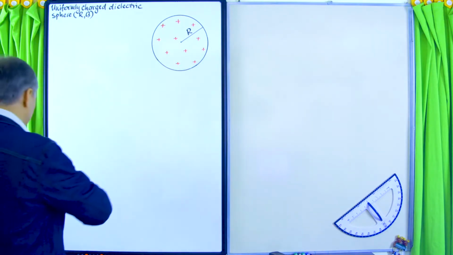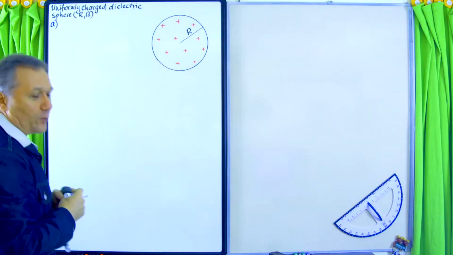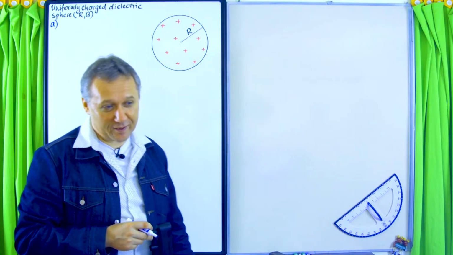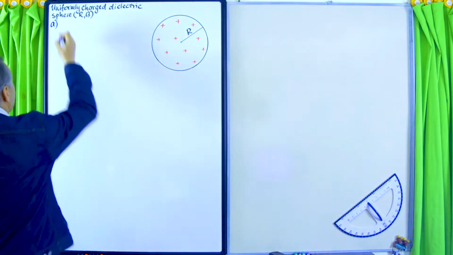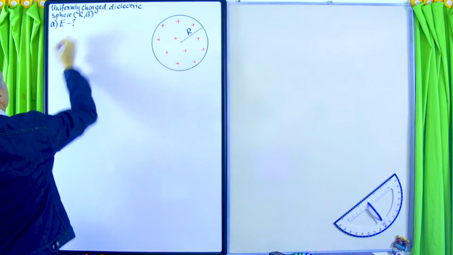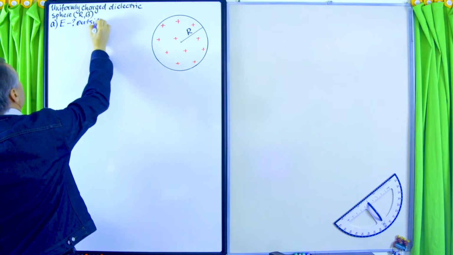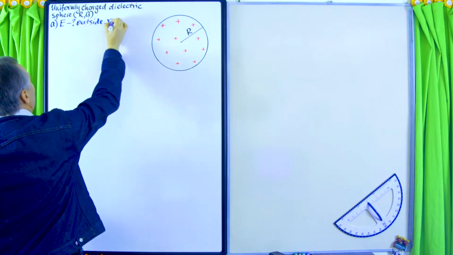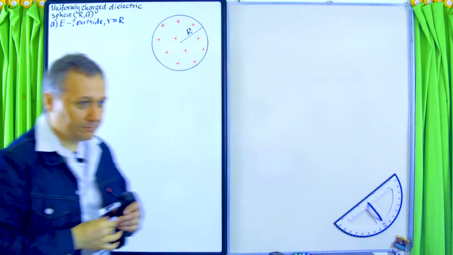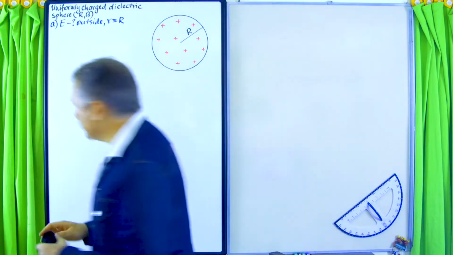Okay, I will write A. There will be two parts. In the first part, part A, we will find the electric field outside of the sphere, and then in the second part, inside. So let's find the electric field, question mark, and I will write outside, where r small is larger or equal to R capital. Outside or on the surface.